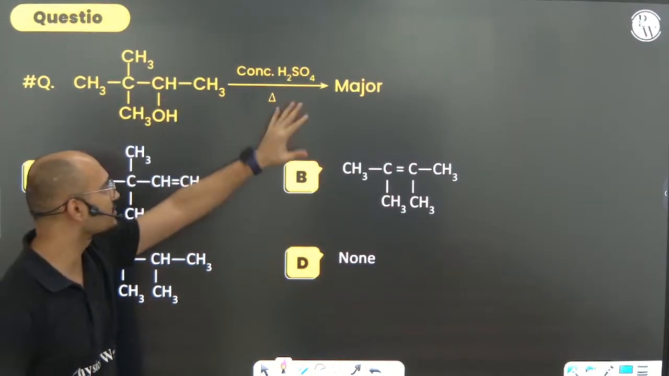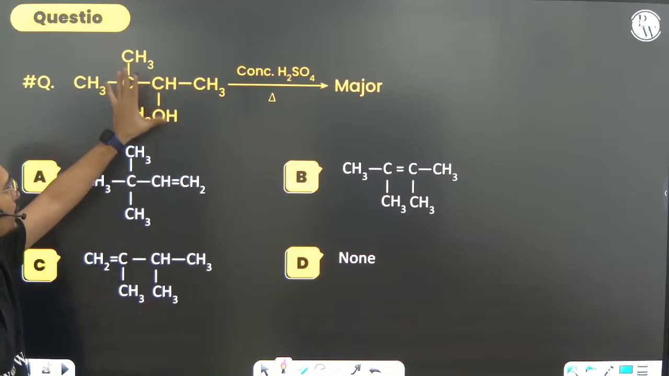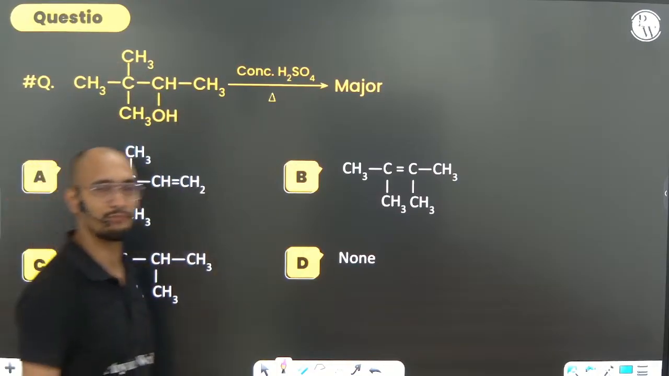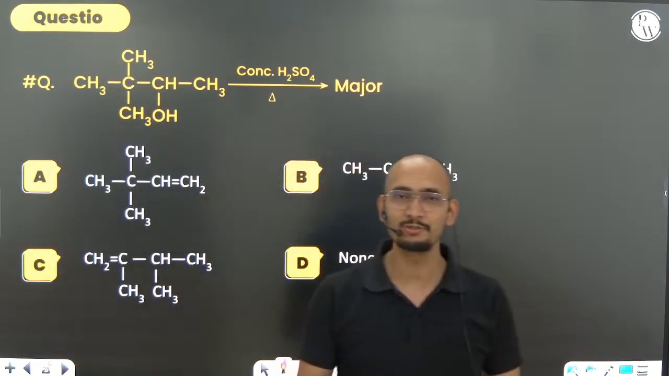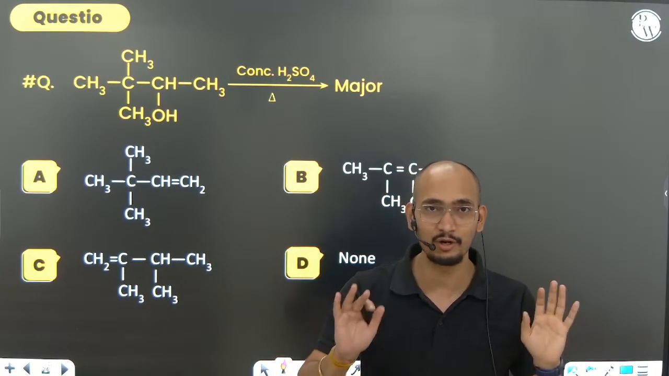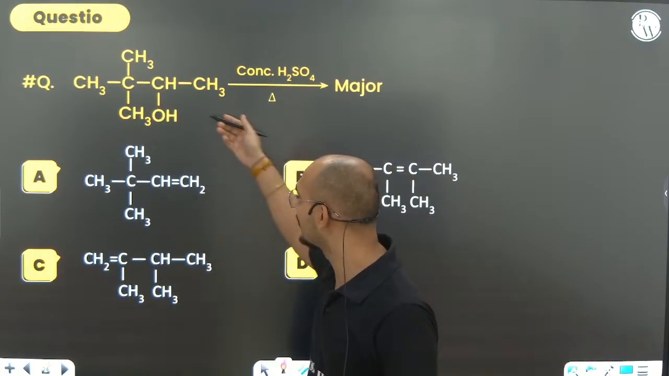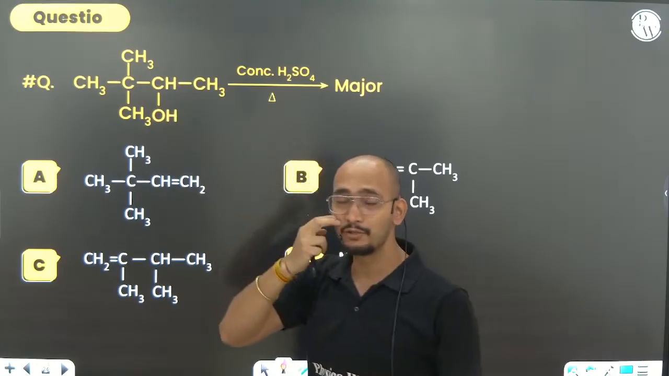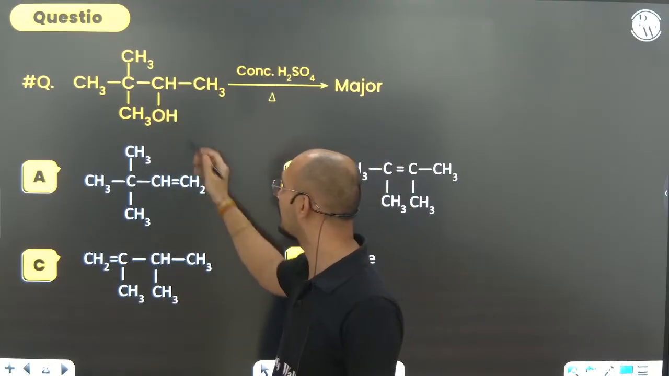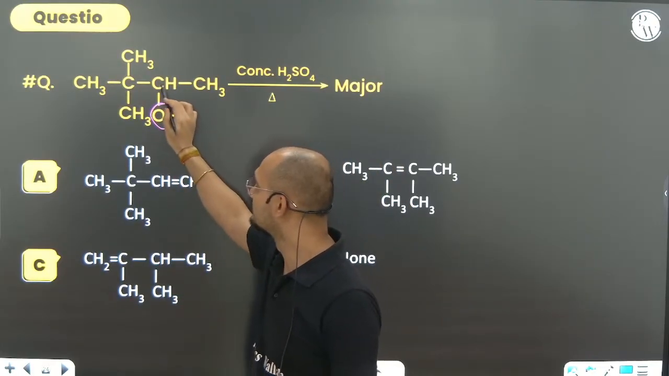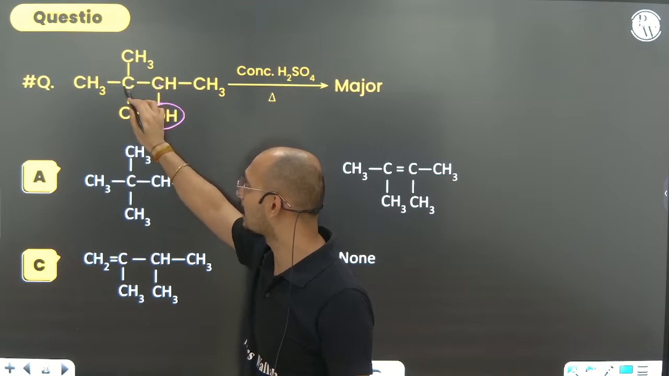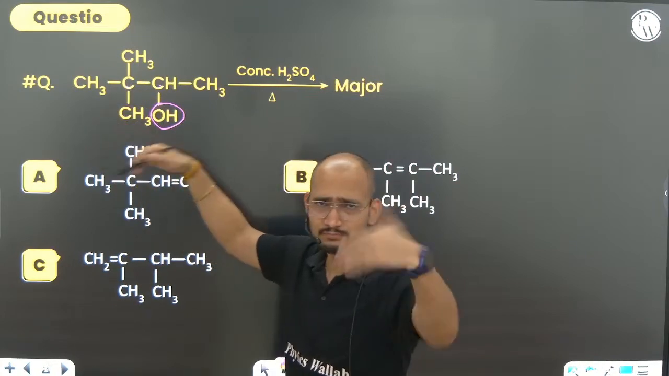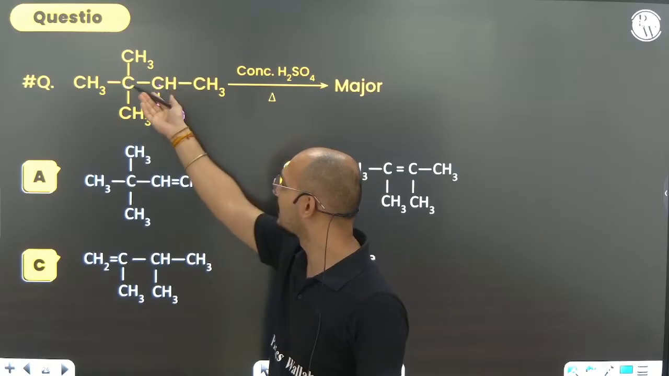Now this is the reaction: concentrated H2SO4. If you are taking concentrated H2SO4 and heat, it wants to tell you about the elimination reaction, that too of alcohol. Which kind of elimination will take place? Beta elimination. Can you see OH? There is a beta carbon, but is there any hydrogen here? No. So there is not going to be any elimination from this carbon.